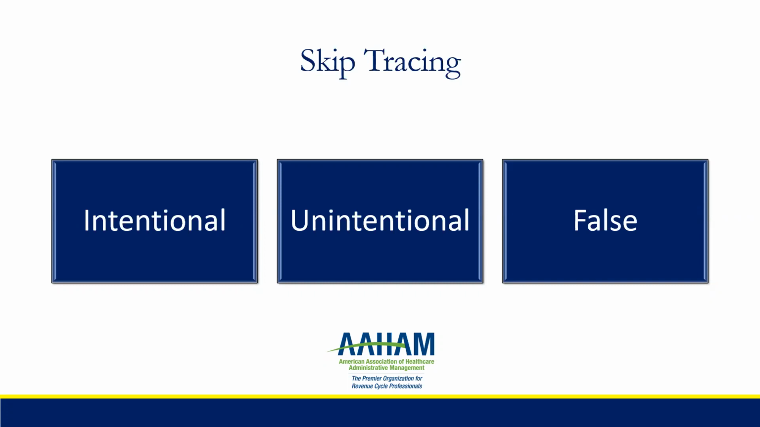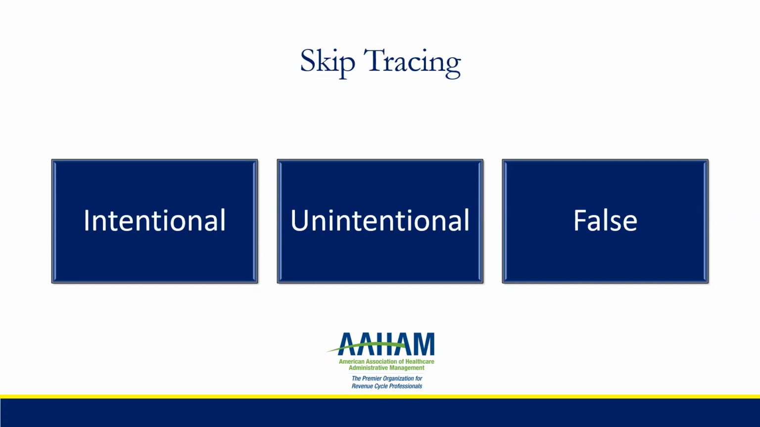And there's normally three types of skips when we talk about those. The first is an intentional skip. And that's someone who's avoiding paying their bills by changing their address or not providing a forwarding address. They could purposely change their name, or they could just straight up give false information to avoid paying those bills. So that would be the example of the intentional skip.